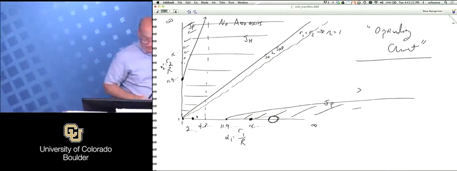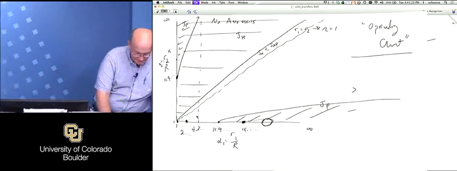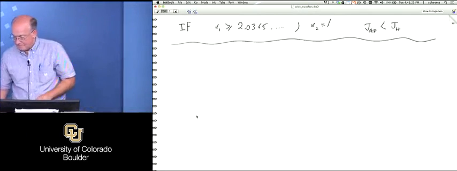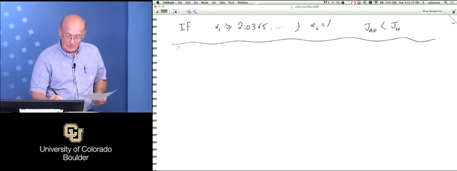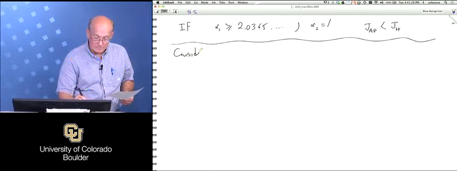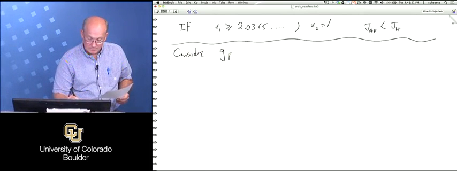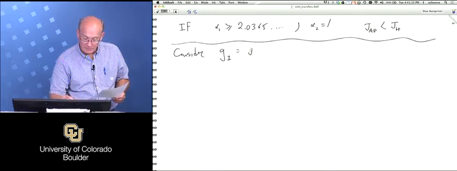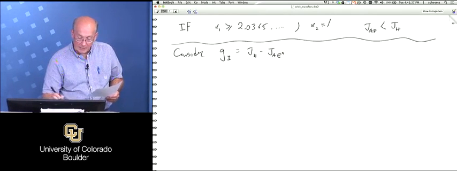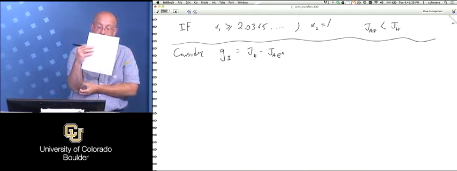So to end up with, you finally want to consider G1, which is JH minus J of the elliptic aero-assist option.